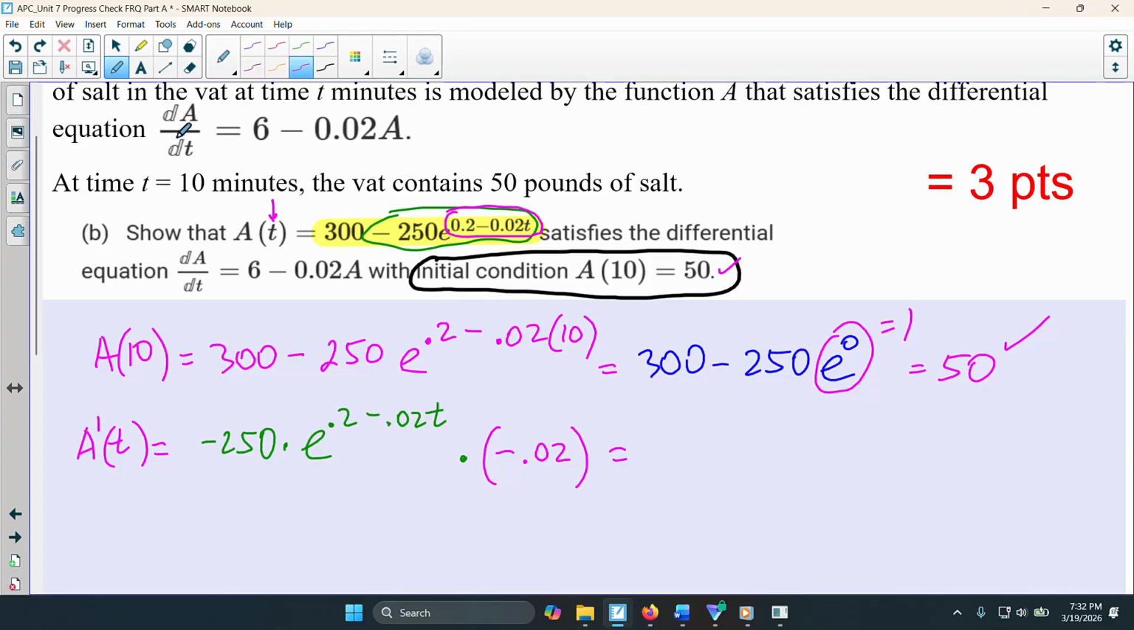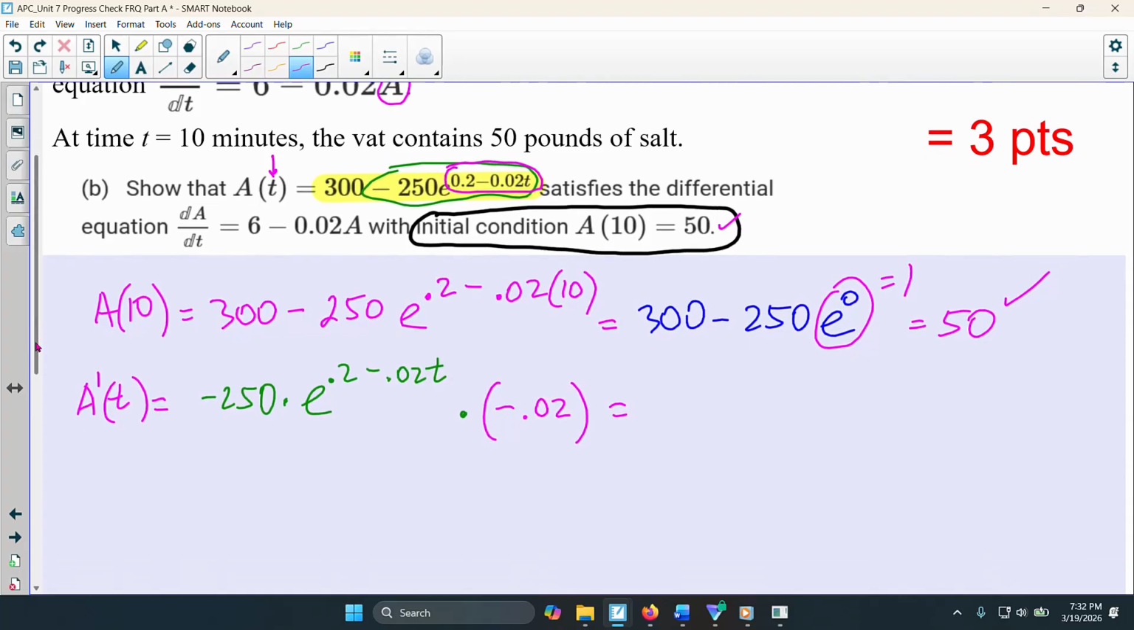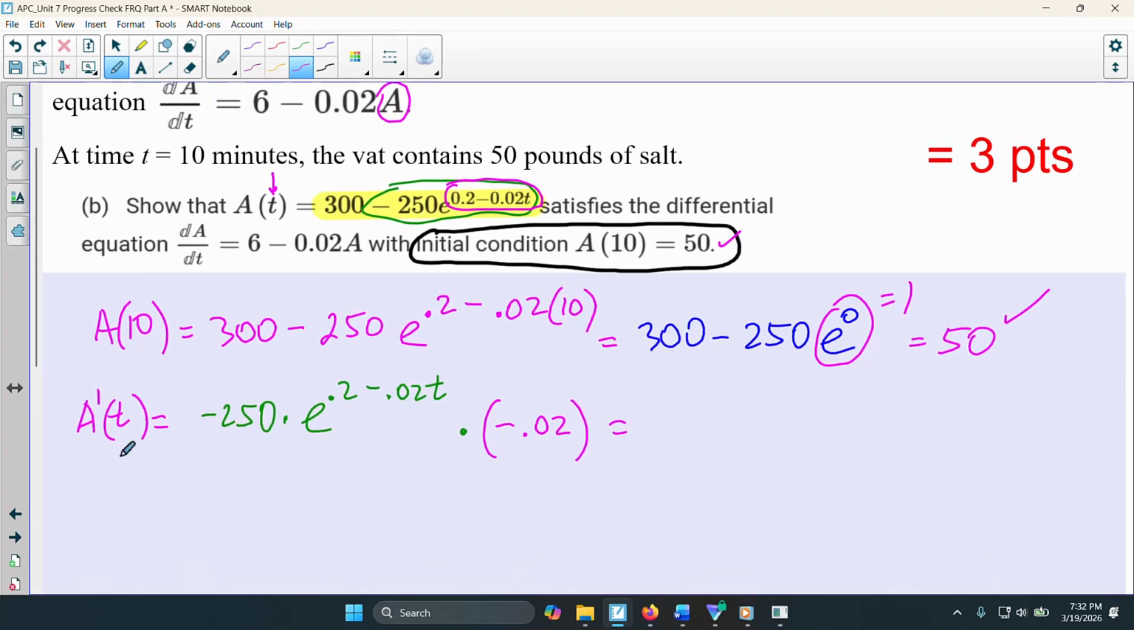Let's actually write this out over here, because they were saying whatever we get here must equal this. But because the differential equation is written in terms of the original A, and this is A, I'm going to rewrite this down here. So according to the equation, dA/dt equals 6 minus 0.02, and letter A represents this whole function again. So I'm going to rewrite this right here.